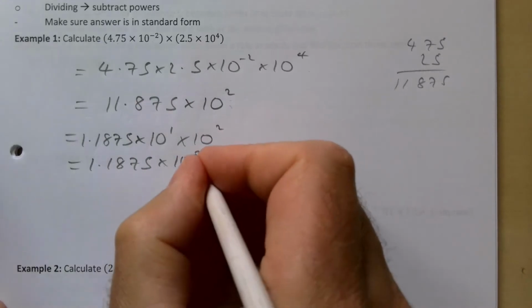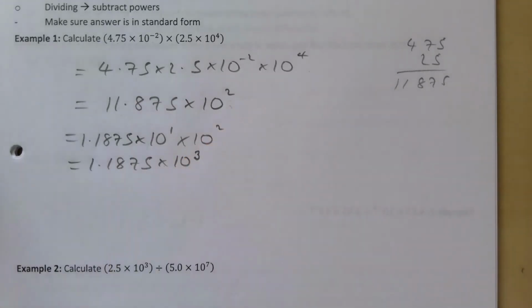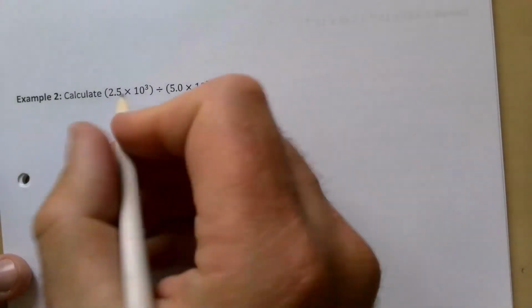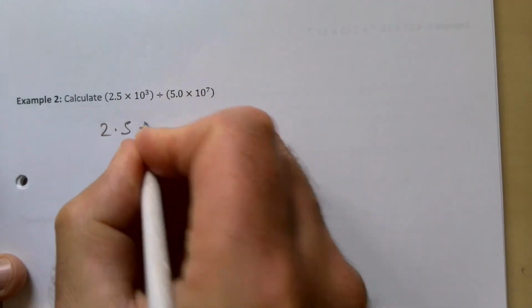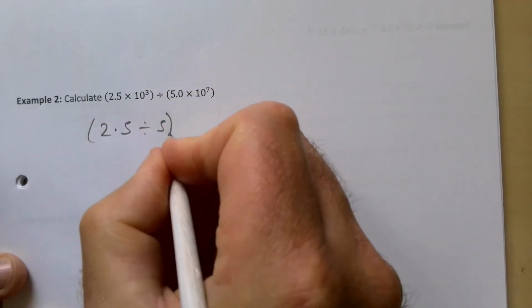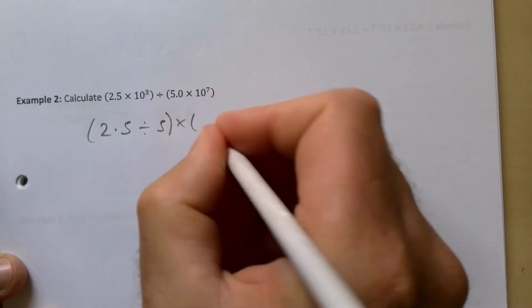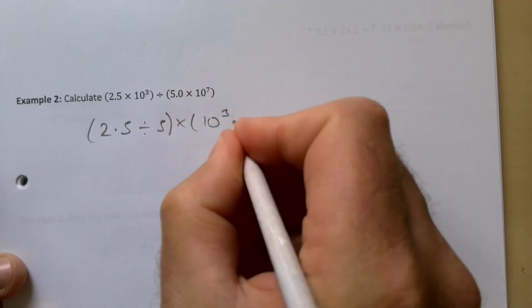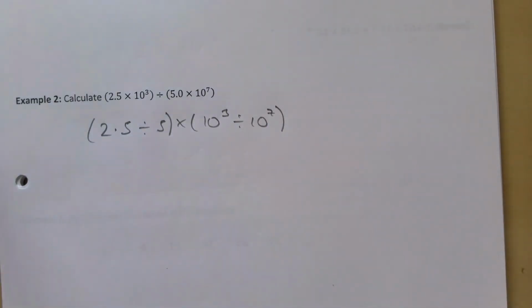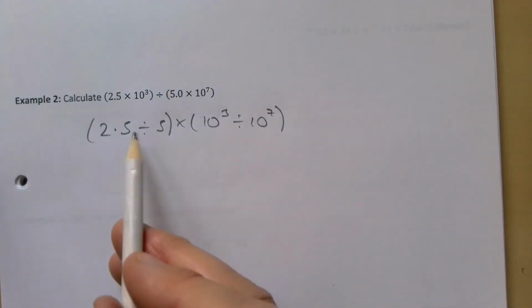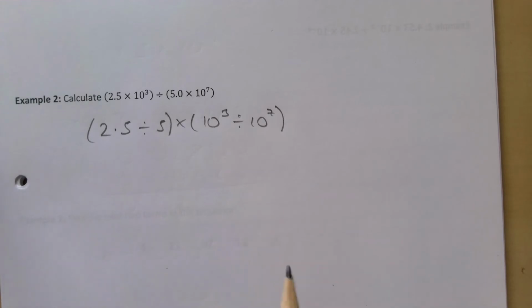This is just our non-calculator method. If you have it in the calculator, you can just type the whole thing in. Hopefully that makes sense. Dividing then, again, a little bit messy, but it should be okay. Again, we're going to separate it out. We're going to do 2.5 divided by 5 multiplied by 10 to the power 3 divided by 10 to the power 7. So you need to take a wee look at what I've done there. It's a bit confusing about where you put your divides and where you put your multiplies and stuff like that.